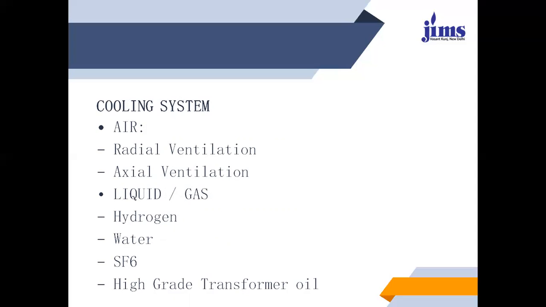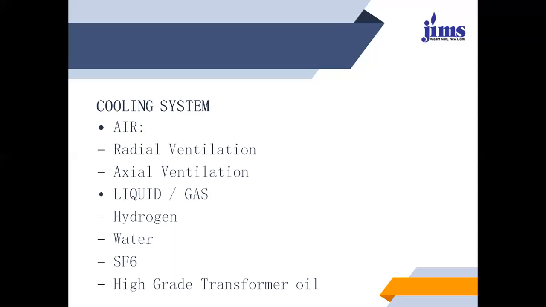The second part will be the liquid or gas type of insulation and cooling system. We are opting for the liquid type. We can use hydrogen gas, we can use water, we can use SF6 gas, or we can use high-grade transformer oil, which will give you the insulation for this.